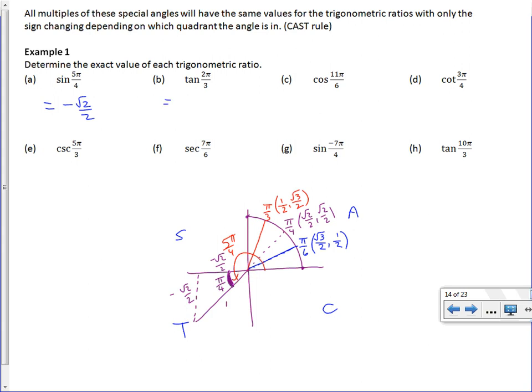Tan of 2 pi over 3. So everything I just did there, you don't have to do every time. That was just me showing you what's going on. Okay. We now can just do it by counting. So if I want tan of 2 pi over 3, I know pi over 3 is in quadrant 1, where's 2 pi over 3 going to be?